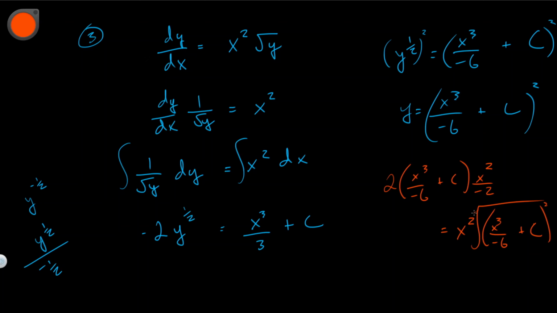Those square roots are going to disappear. And we're going to get, it looks like, negative x squared, x cubed divided by negative 6 plus c. That is equal to x squared times x cubed divided by 6 plus c. Running out of room right there. It looks like I did something wrong because this is not negative on this side. This is negative on this side. Let's see if I can find out where I made a mistake.